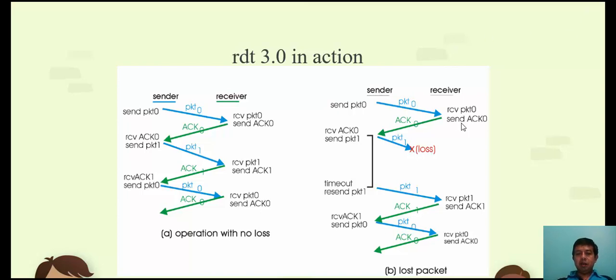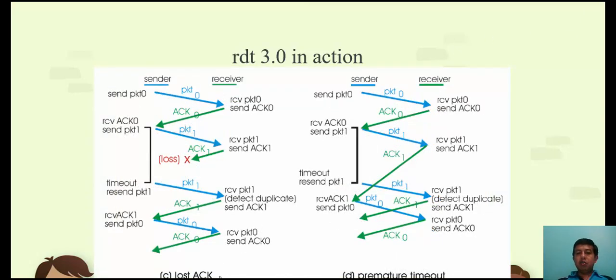Now let's see another case. Loss of acknowledgement. Remember, packets can get lost in between. This we have already seen. So first packet sent, packet received, acknowledgement sent. It receives the acknowledgement. It sends the next packet with sequence number 1. It correctly received the packet. It sends the acknowledgement for packet number 1. Now this acknowledgement got lost. This particular acknowledgement got lost.